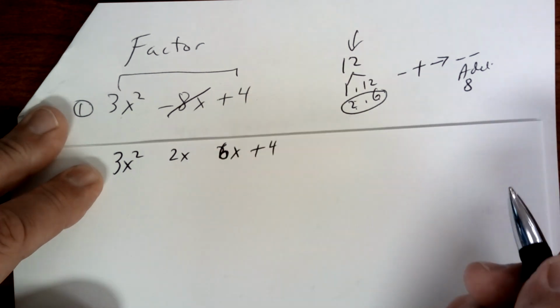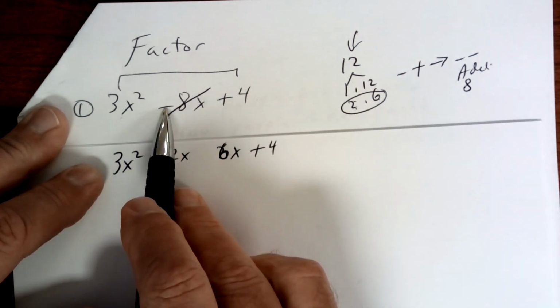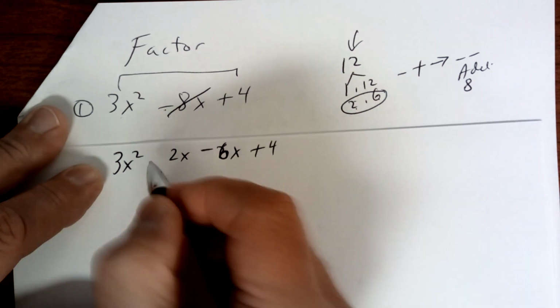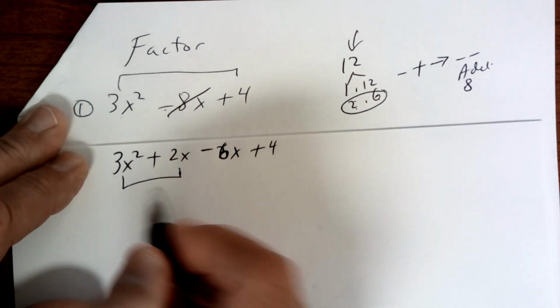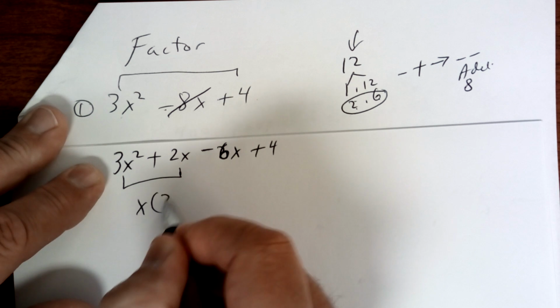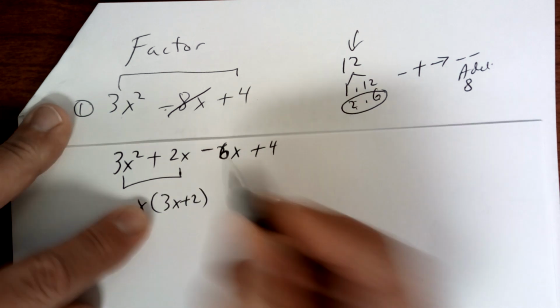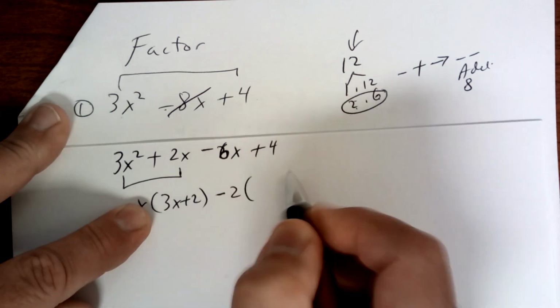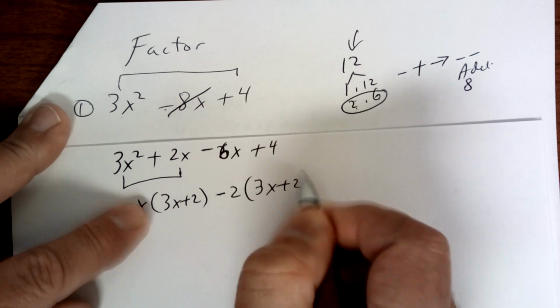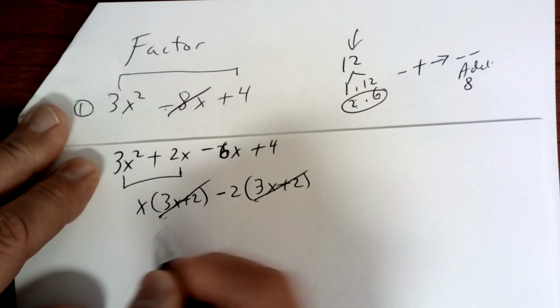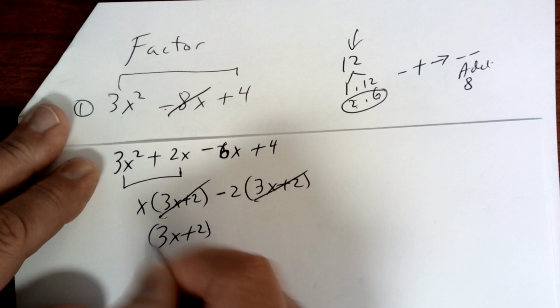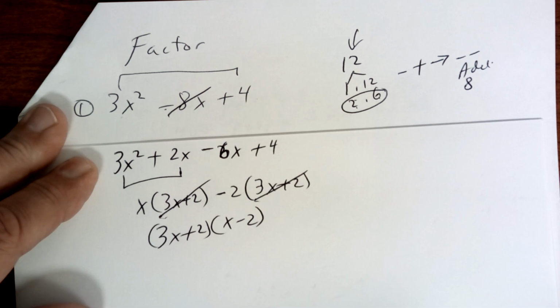Now the middle one's a minus, so we want the bigger one here, the 6, to be the minus. We're going to factor out x, and we're left with 3x plus 2. We're going to factor out a negative 2, and we're left with 3x plus 2. And then this is the same as this, so you take one of those out, and you're left with x minus 2.